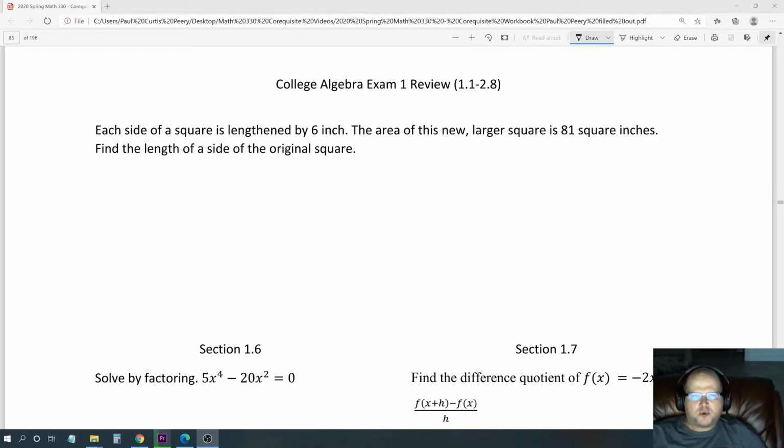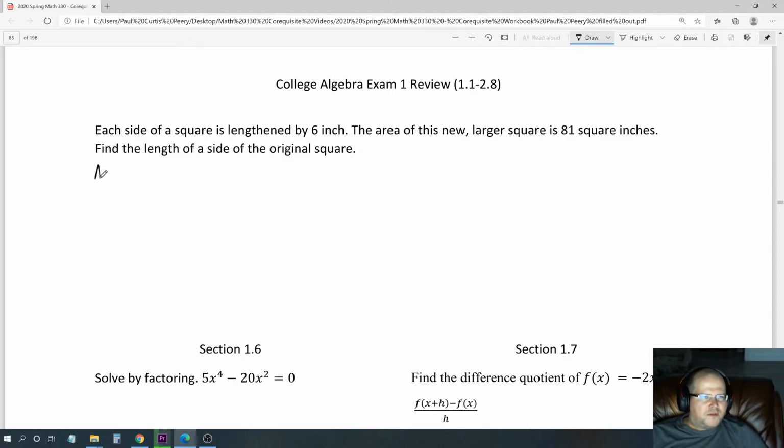College Algebra Exam 1 Review 1.1 through 2.8. Each side of a square is lengthened by 6 inches. The area of this new larger square is 81 square inches. Find the length of a side of the original square.